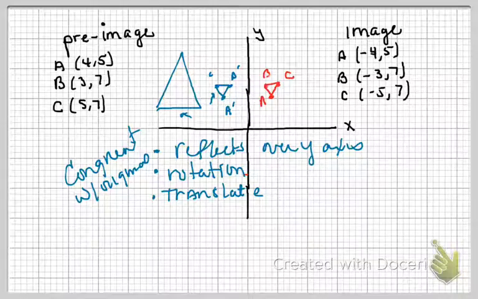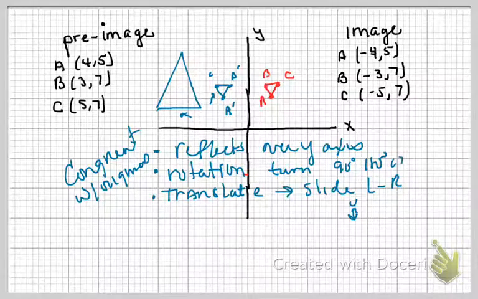For this video, you just need to remember the transformations: reflection, rotation, and translation. Translate means we slide the figure left or right, or up and down. Rotation is we turn the object. We can turn it 90 degrees, 180, 270, 360, counterclockwise and clockwise.